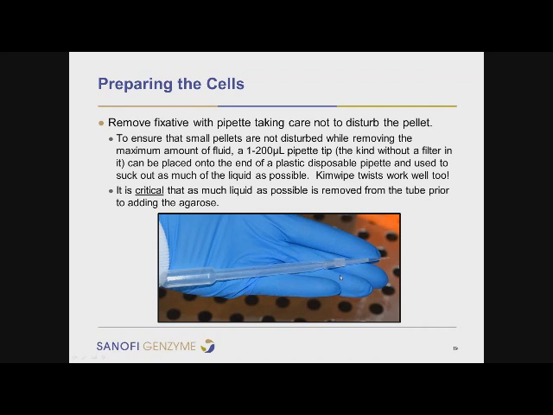So this is a plastic 200 microliter pipette tip, and I just put it on the top, and you can see it changes the blunt end of this to a nice pointed end, and I'm able to get down closer to the cells and to get all the liquid out. And to ensure that small pellets are not disturbed, it's important to use something like this, or even a Kim wipe. I kind of twist the Kim wipe and make a little stick with it, and I'll go in there to absorb the rest of the liquid, usually fixative, away from there. It is critical that you get out as much liquid as possible prior to adding that agarose.